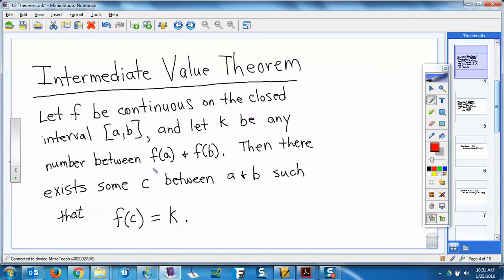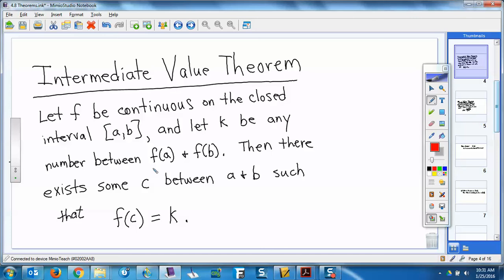All right, intermediate value theorem. Let f be continuous on the closed interval [a, b], and let k be any number between f(a) and f(b). Very important. Those are the endpoints, the y values of the endpoints, not the max and the min, but the endpoints. So this says, any number in between there. So this says if you have that, then there's going to be some x value in between there, call it c, that has the y value that equals k.